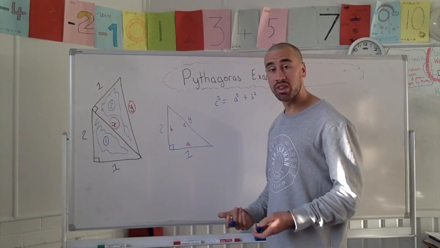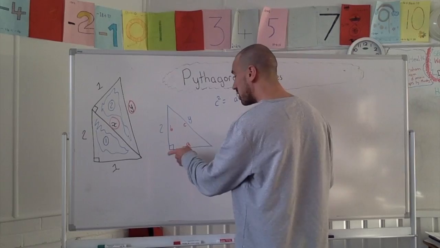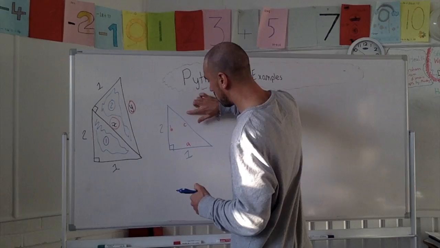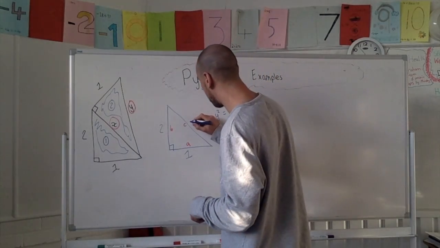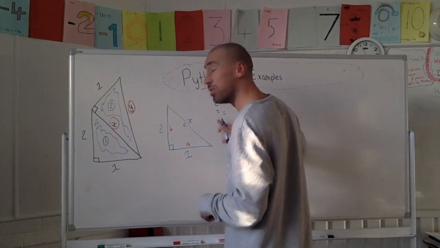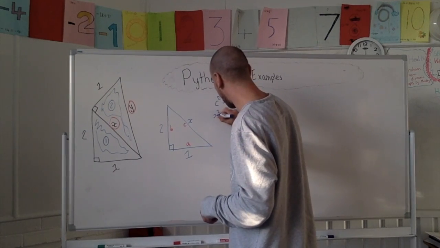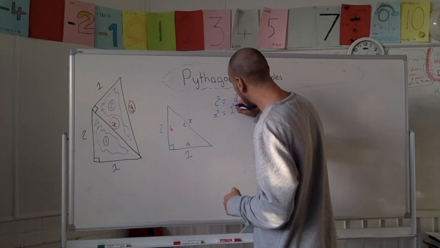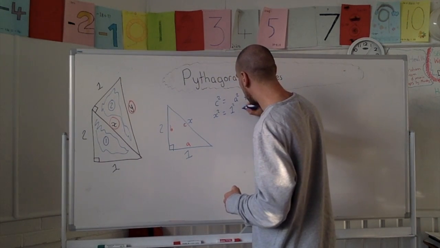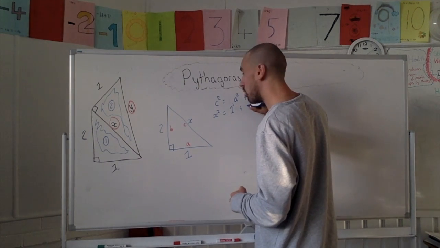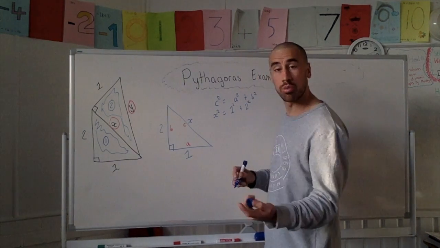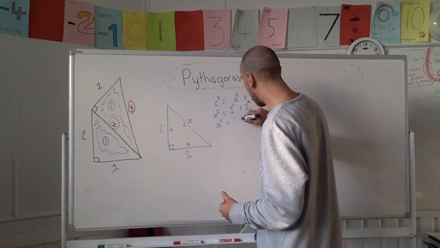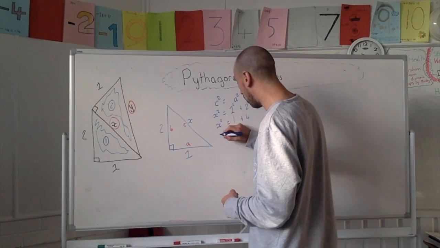Now, just like all Pythagoras problems, I utilise substitution. C squared, x squared equals, it's meant to be an x, not a y. Come on, you should have pulled me up on that. X squared equals 1 squared plus 2 squared. We can go through and we do our maths there. 1 times 1 is 1, plus 2 times 2 is 4.